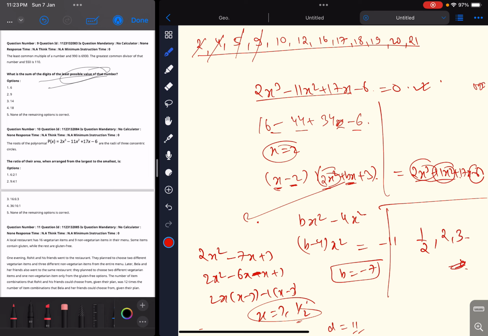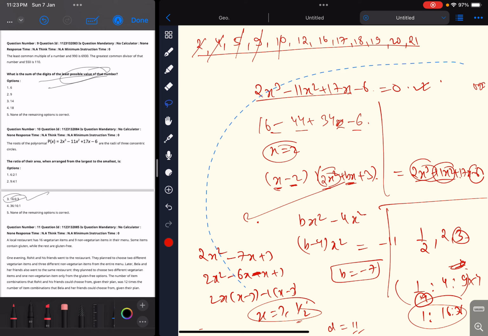Now the question is areas from largest to smallest. So area will basically be 3 square, 9, because we know pi r square, pi will get cancelled, simply square, and this, and 1 by 4. Now to remove the fraction we will multiply by 4 throughout. So this will become 1, this will become 16, this will become 36. Since it is largest to smallest, option 3 is the answer. Question number 10 is also done.